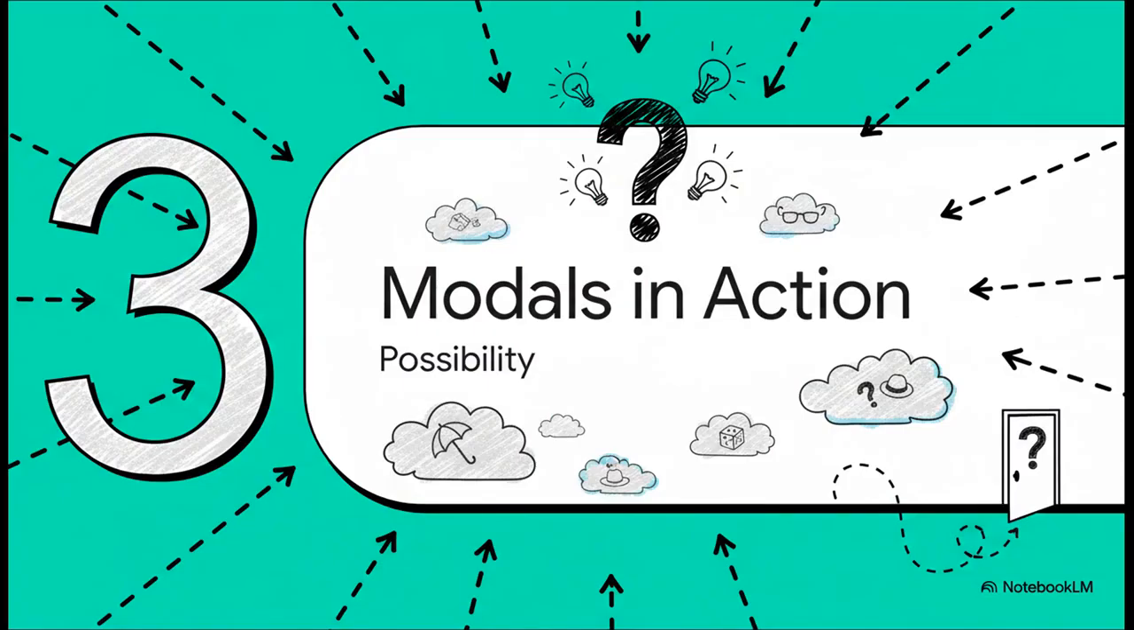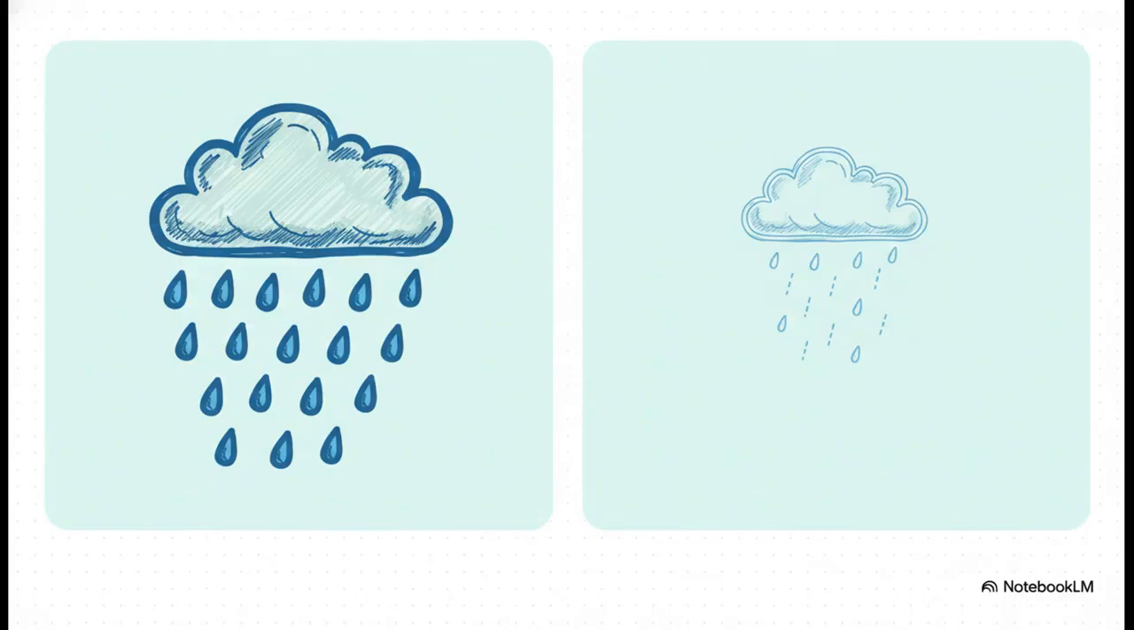Okay, next up, possibility. This is where modals help us talk about how sure we are about something. Is it a definite, a maybe, or a long shot? This is where things get a little subtle.